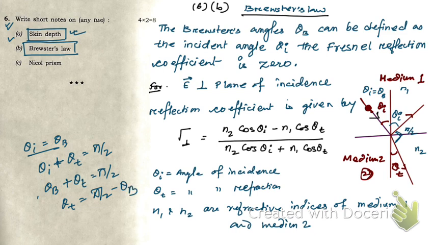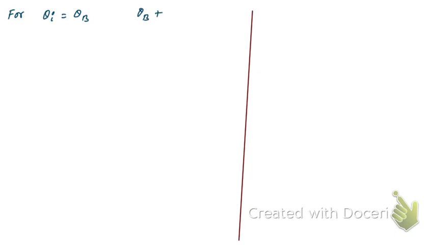Let me go to the next slide. Okay, here you see, for theta I equal to theta b, this reflection coefficient must be equal to 0. So that's what we get here: theta I is equal to theta b, and theta b plus theta t is equal to pi by 2, or you can say theta t is equal to pi by 2 minus theta b, and the reflection coefficients tau perpendicular and tau parallel are also 0.